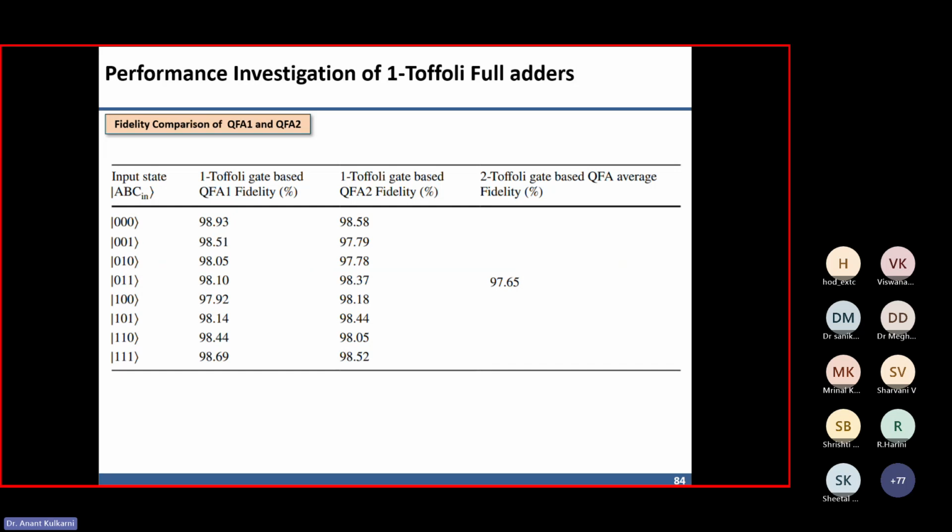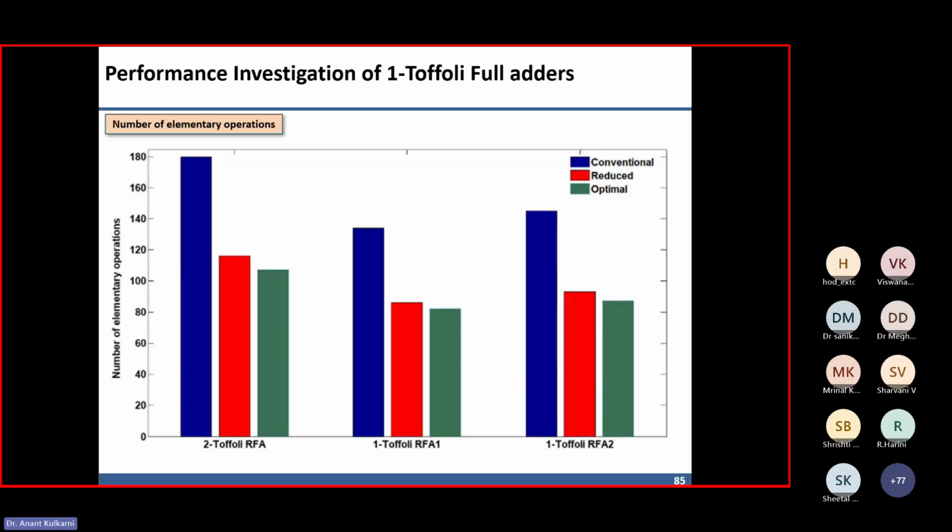So this is the fidelity representation. What we observed, the 2 Toffoli gate based quantum full adder average fidelity is 97.65. So this is the comparison chart. Conventionally, we had obtained the number of elementary operations around 180 for the 2 Toffoli reversible full adder, and for the 1 Toffoli reversible, it is around 140 approximately. It is drastically reduced.